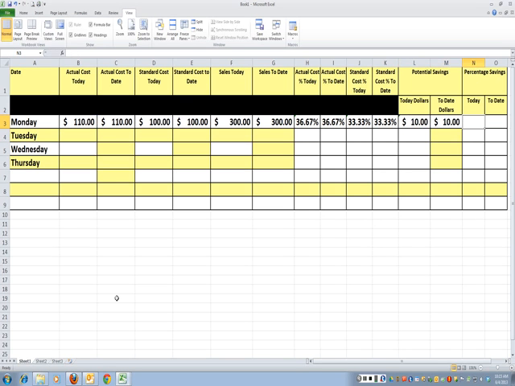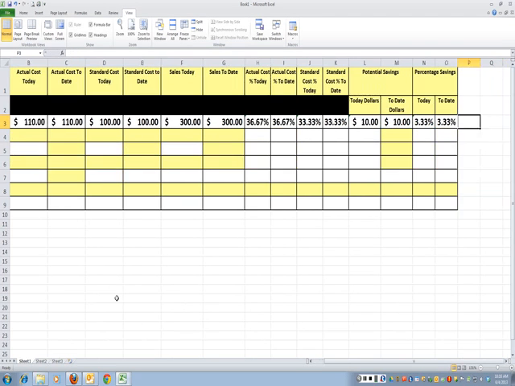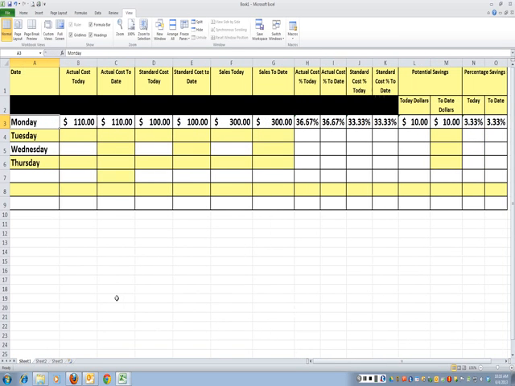And now we want to look at our potential savings percentage for today. We take that and divide it by our sales for today, and we could have saved about 3.33%, and these are going to be equal. Okay, and that's that first line, and this is all based on the information that is already given.